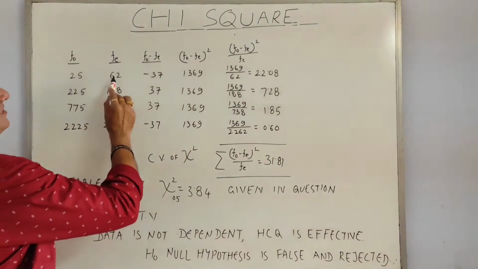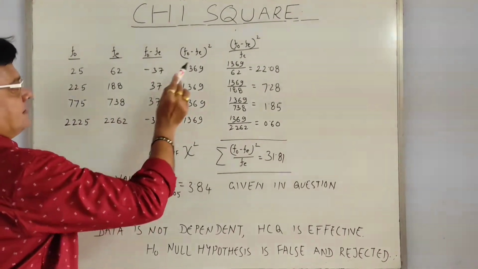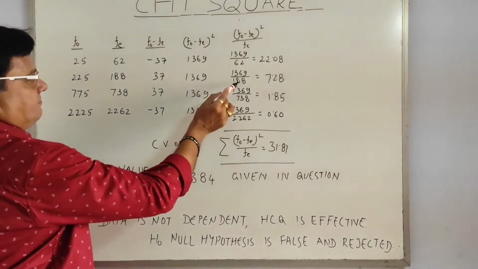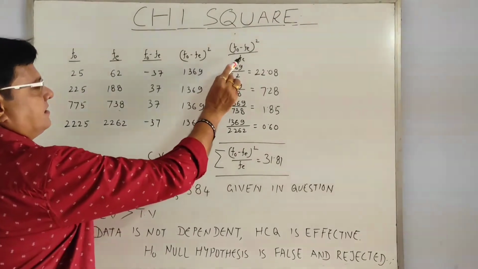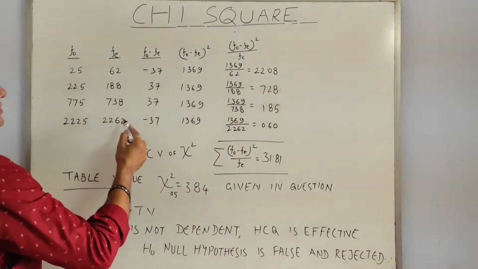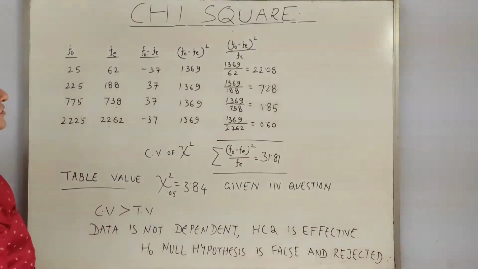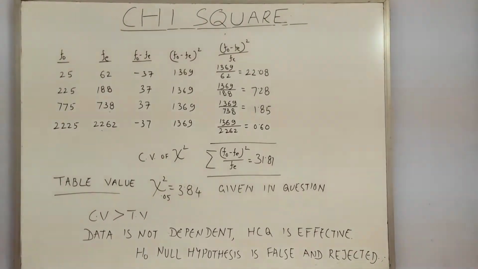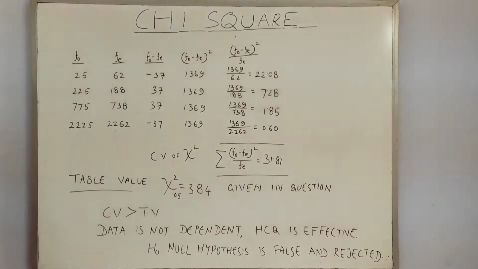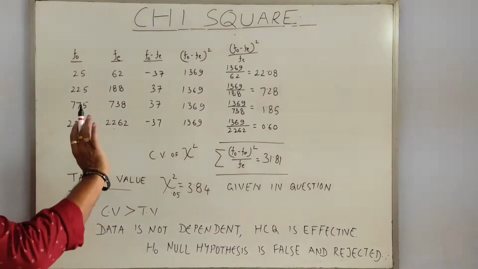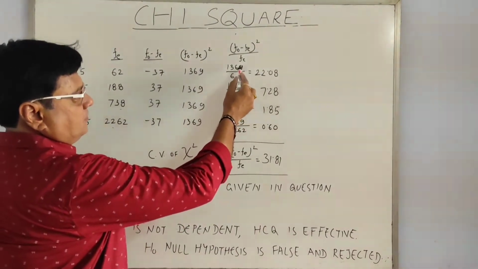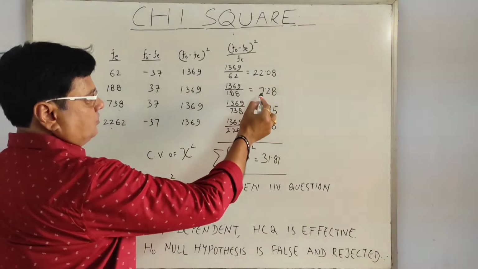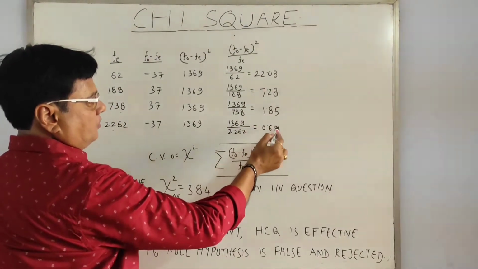So here FE is 62, that we have taken. FE is 188, we have taken 188. FE is 738, we have taken 738. FE is 2262, we have taken 2262. We have found that. Now, after these calculations, we have got 22.08, 7.28, 1.85, 0.60.